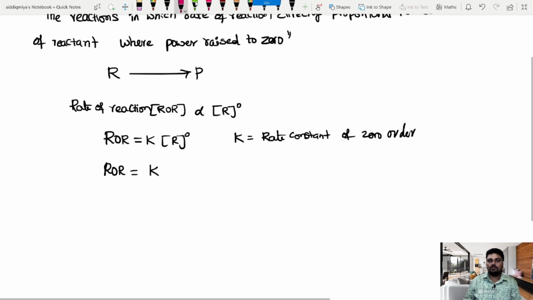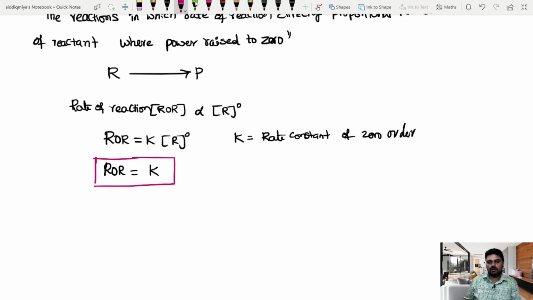From here itself you will get one question. Rate of reaction is equal to K. So many students will get confused about how to find K in a zero order reaction. Sometimes they will give ROR, and that you can take as K. So here we will get one graph based on this, the first equation. Based on this we will see one graph.